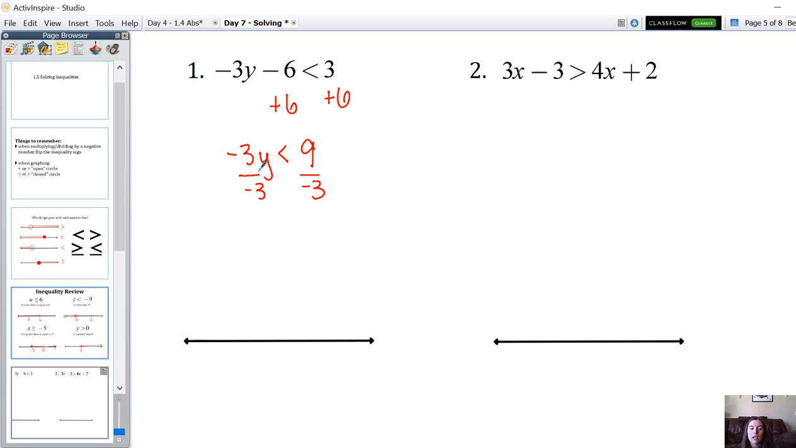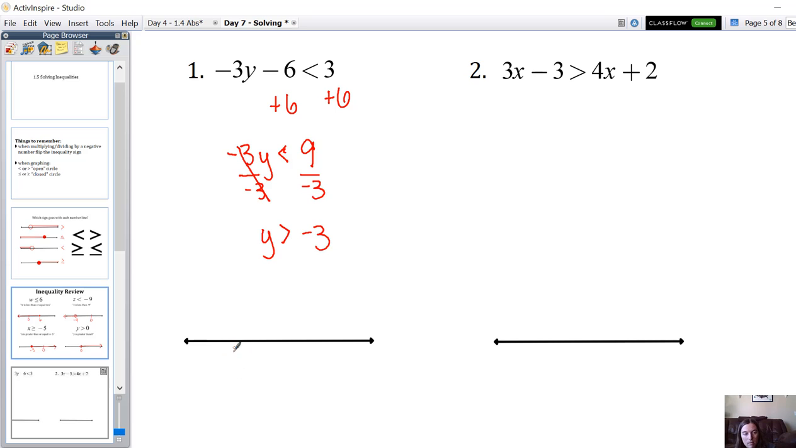But when we're dividing an inequality by a negative number, we're going to switch that sign that's in the middle. So now instead of being less than, we're going to change that to greater than. So now we have y is greater than, and 9 divided by negative 3 is negative 3. So this is saying we want all of the values that are bigger than negative 3.